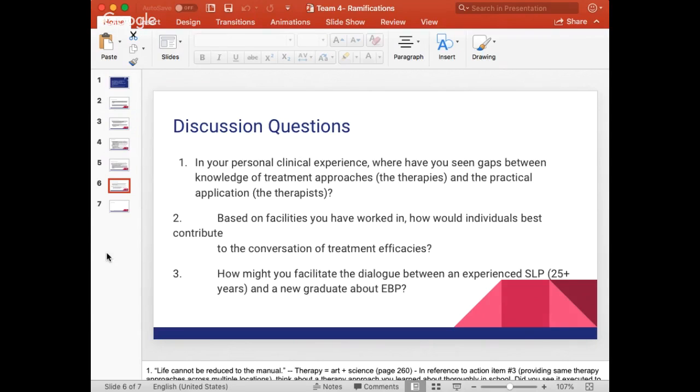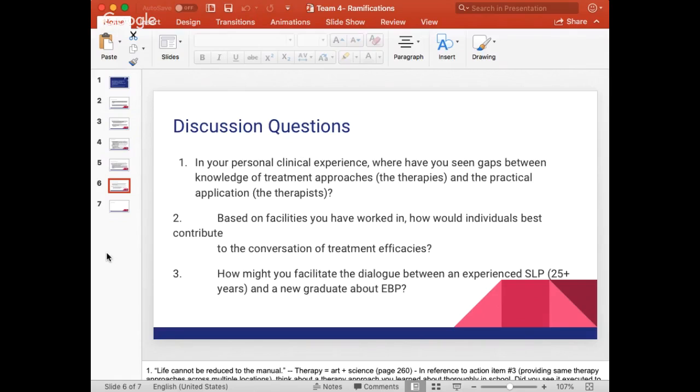So like in reference to the third action item, providing the same therapy approaches across multiple locations, just think about a therapy approach that we've learned about thoroughly in school, and did you see it executed to the fullest extent of the research, or did the therapist that was using the approach adjust how the technique was done to better fit the individual client's needs?